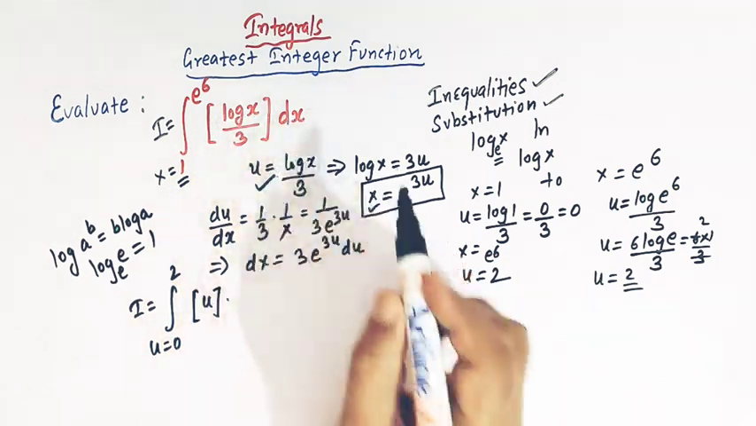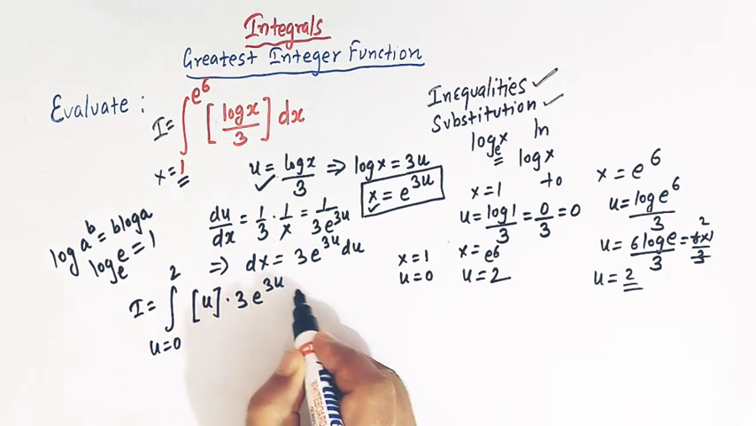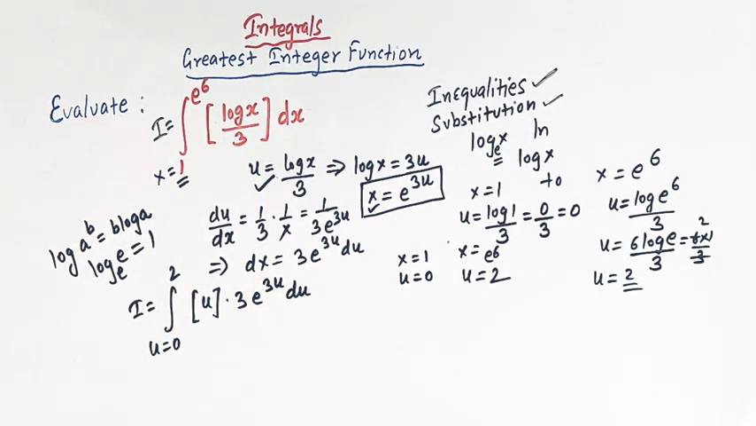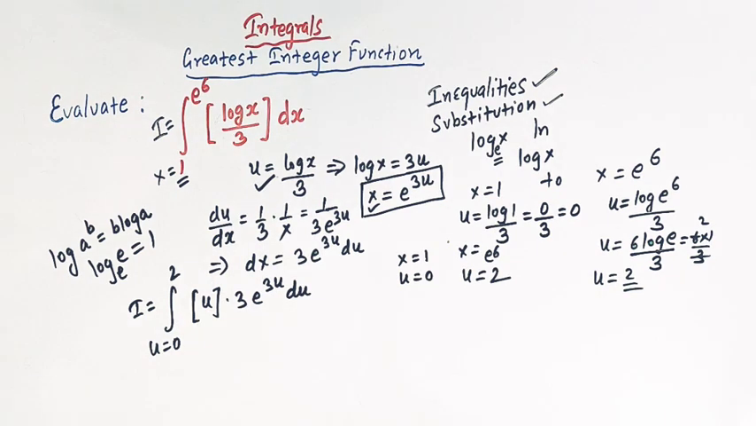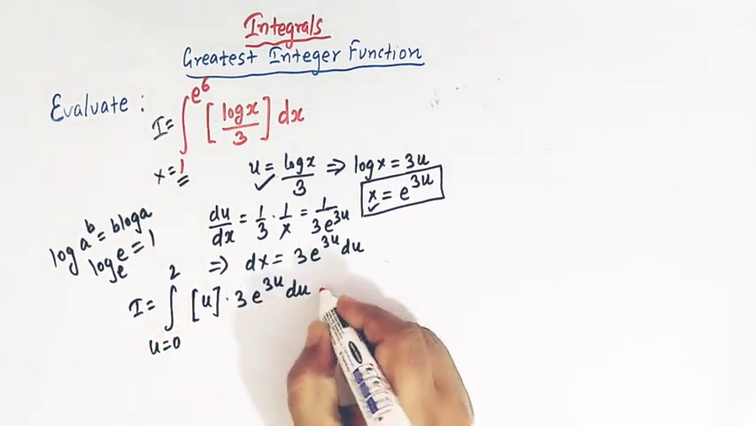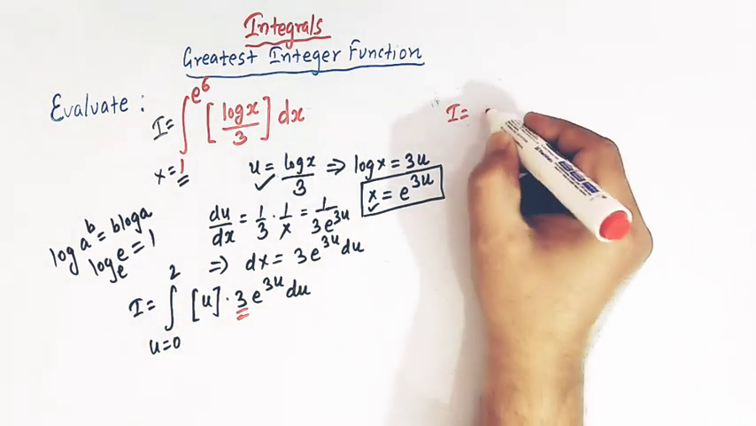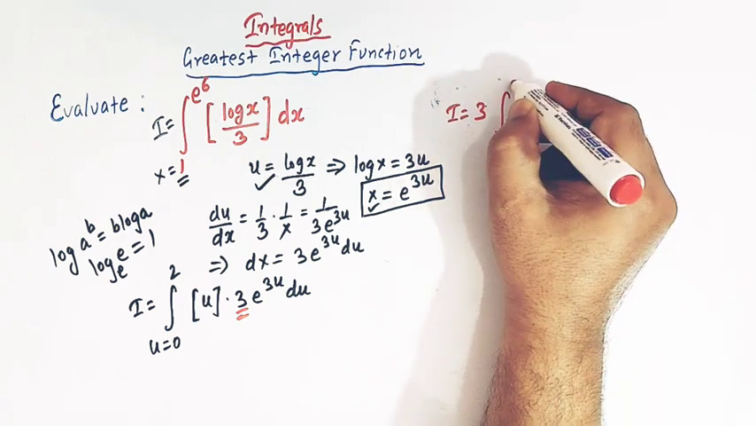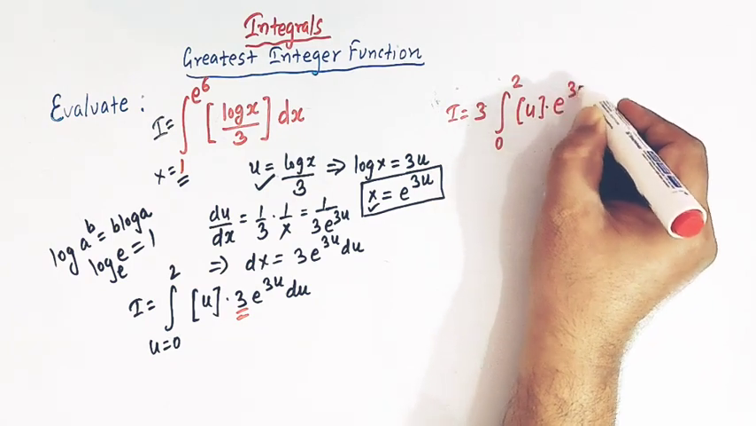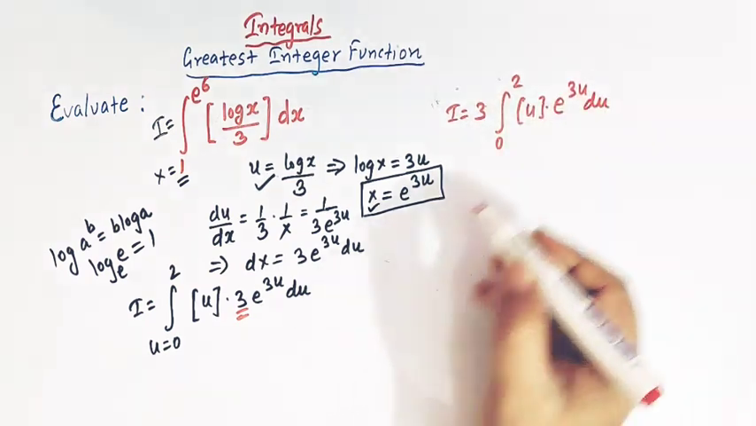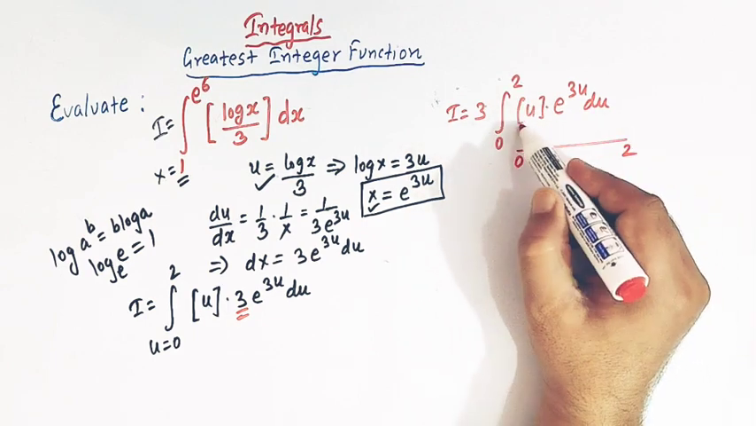And for dx, we can write 3 e raised to 3u du, right? So now our aim is to find the value of this integral. Let us rewrite this integral I, taking 3 outside the integral. We have 3, then 0 to 2, and here we have the greatest integer of u times e raised to 3u du, right? So the limits of integration vary from 0 to 2, and here we have the greatest integer of u.